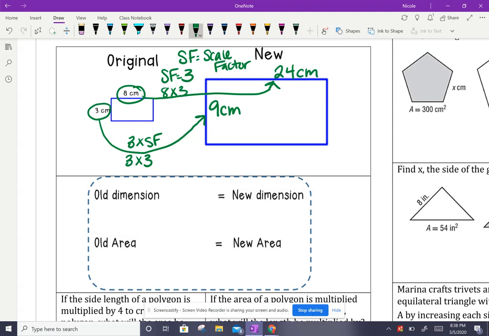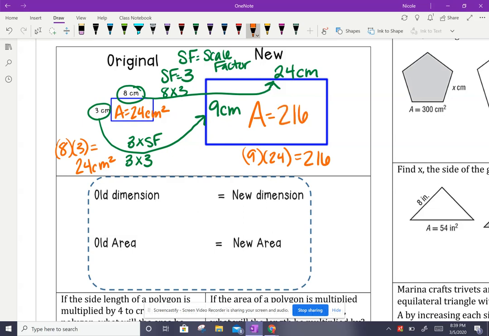Now I'm going to find the area. So my original shape, this rectangle, I take the area, which is 8 times 3. 8 times 3 is 24 centimeters squared. So my area is 24 centimeters squared. And I can use these two side lengths to find the area of my new rectangle. So that's saying 9 times 24. 9 times 24 is 216. So we have an area of 216 centimeters squared. Please, please, please do not forget that.